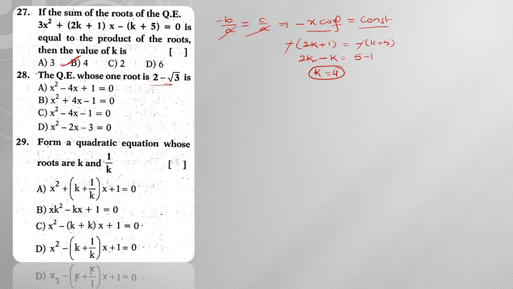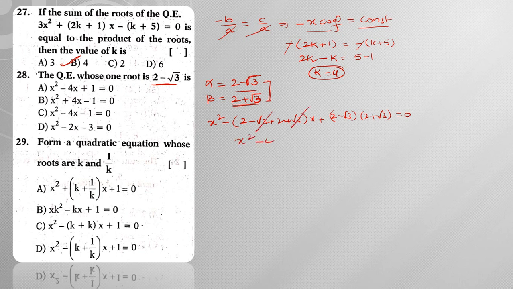Next, quadratic equation whose one root is 2 minus root 3. So already we know that, whenever one root is 2 minus root 3, then obviously the other root will be its conjugate. Okay, because whenever you are having irrational roots, irrational roots always exist in pairs, right? So if one root is 2 minus root 3, automatically the other root will be 2 plus root 3. So based on this, we can write the quadratic equation as x square minus of 2 minus root 3 plus 2 plus root 3 into x plus 2 minus root 3 into 2 plus root 3 is equal to 0.